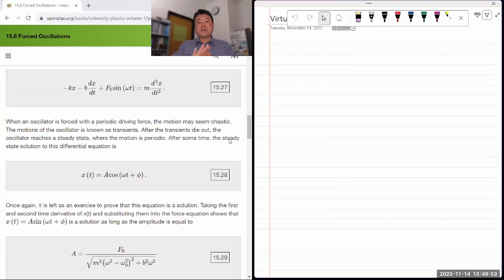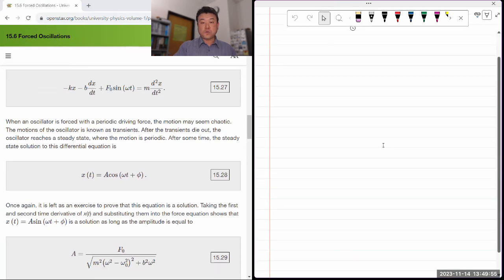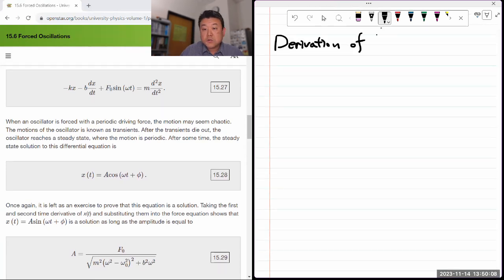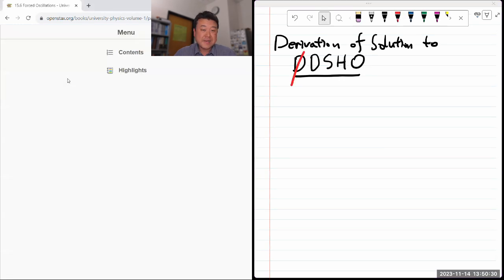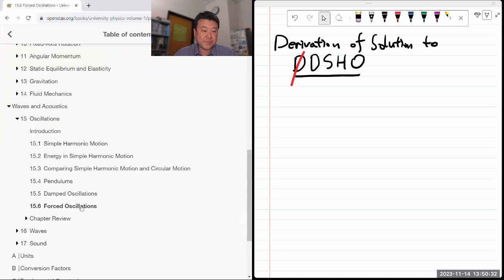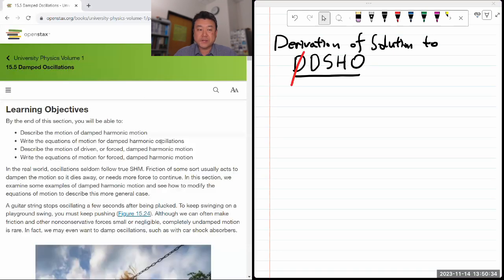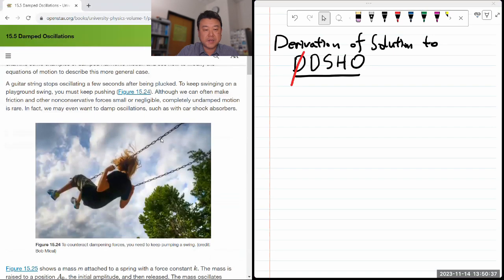So let's start here and walk through this derivation of the solution to the driven damped simple harmonic oscillator. Maybe I should do the damped one first. You know what? Let me do the damped simple harmonic oscillator first, mainly because I see that I have 10 minutes and the driven part might make things a little bit complicated.